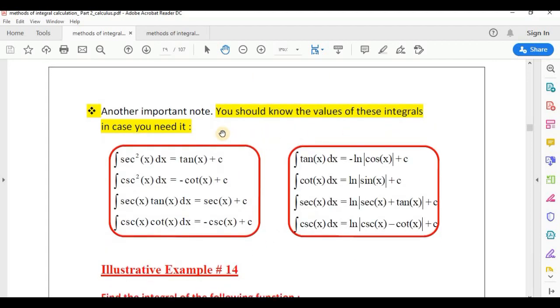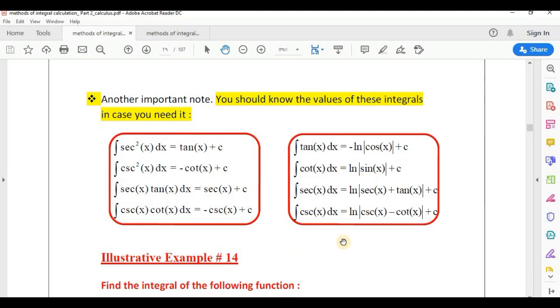We have here another important note. You should know the value of these integrals in case you need them. You should memorize this type of integral because it will help you to solve other integrals. The integral of tan x is minus ln cosine x. The integral of cotan x is ln sin x. The integral of sec x dx is ln sec x plus tan x. The integral of cosec x dx is ln cosec x minus cotan x plus the constant. Also, this type of integral you should know and be aware of.